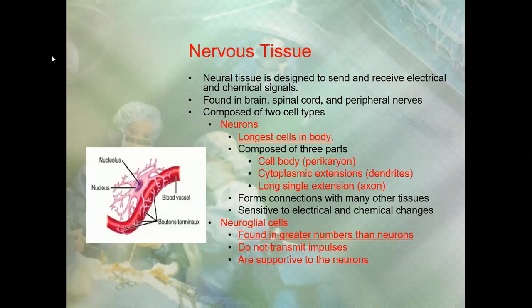Finally, the fourth type of tissue we have is called nervous tissue. This is what sends messages from your brain to your body and back from your body to your brain. We have a couple of different types of messages we can send. Your brain sends motor messages to your body to create a movement, and your body sends sensory messages back to your brain for interpretation of what's happening in our environment.